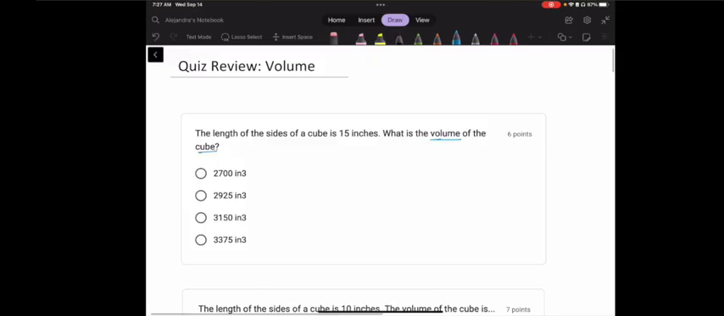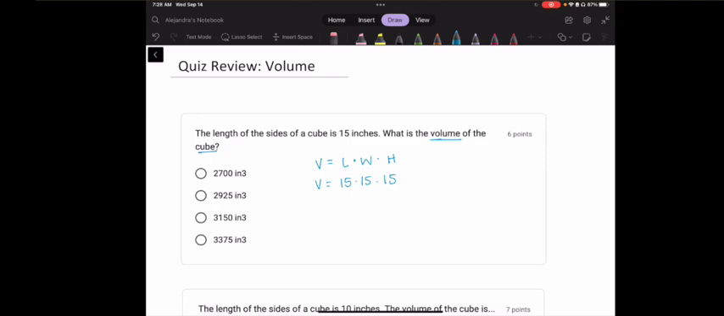So when you're calculating the volume of a cube, you're going to multiply the length times the width times the height. This is the same volume formula that we use for rectangle prisms. Now, the difference between a rectangle prism and a cube is that just like in a square, all the sides are the same. In a cube, all the sides are also the same. So this means that if they tell you that one side of the cube is 15, then all sides are equal to 15.